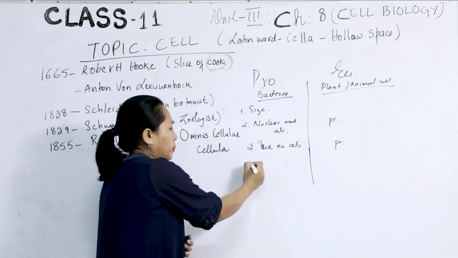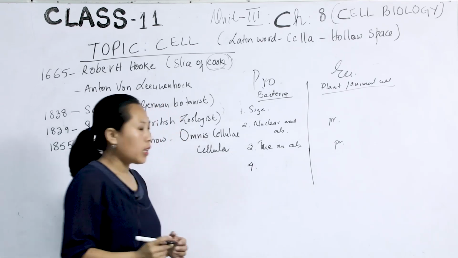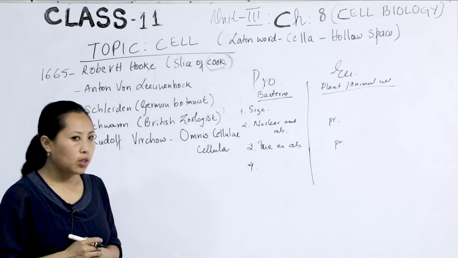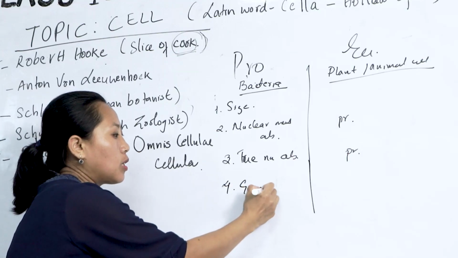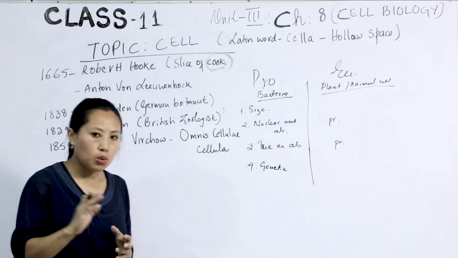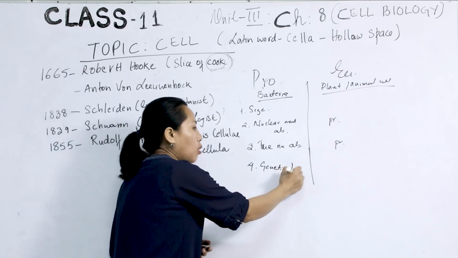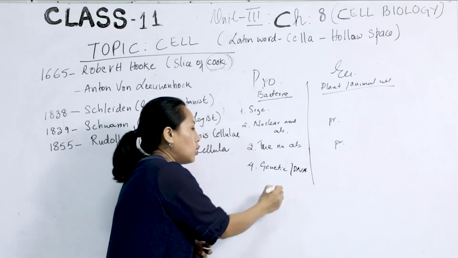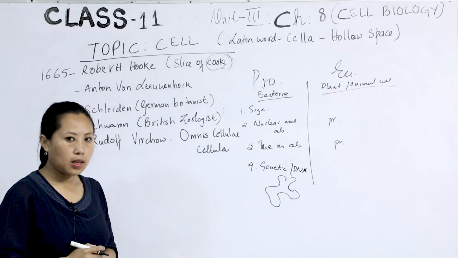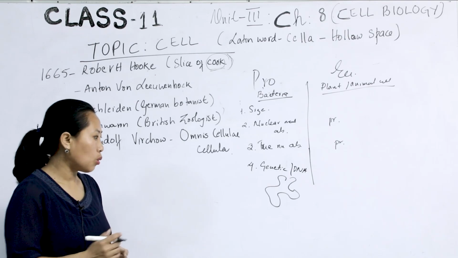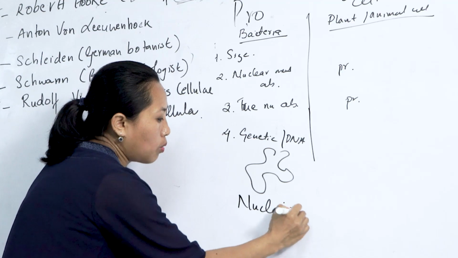Then, in case of prokaryotes, the genetic material is in the form of a single circular naked chromosome. Okay, the genetic material or the DNA is in the form of a single circular chromosome which lies in the center of the cell, known as the nucleoid region.